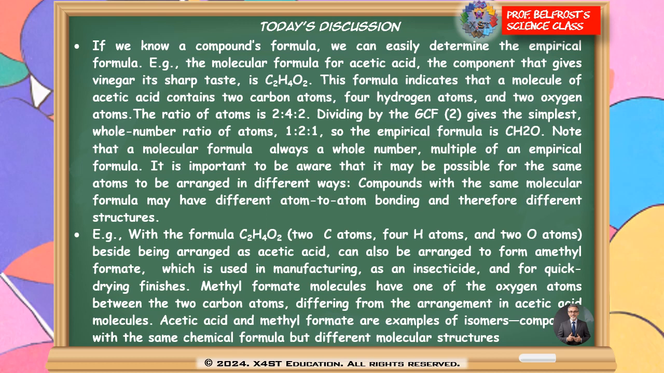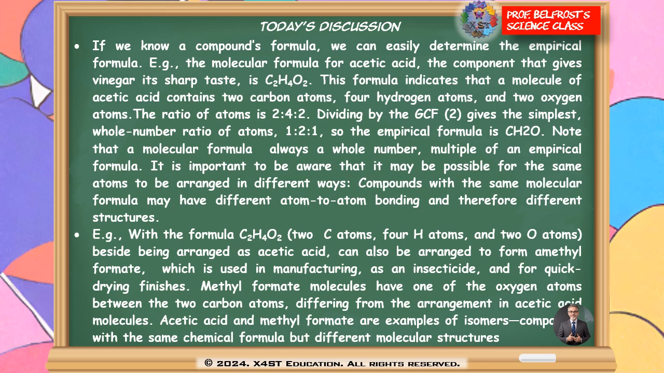Also, please note that it may be possible for the same atoms to be arranged in different ways. Compounds with the same molecular formula may have different atom-to-atom bonding and therefore different structures. For example, with the formula C2H4O2, besides being arranged as acetic acid, it can be arranged to form methyl formate, which is used in manufacturing. Methyl formate molecules have one of the oxygen atoms between the two carbon atoms, differing from the arrangement in acetic acid molecules. These two compounds are examples of isomers, compounds with the same chemical formula but different molecular structures.